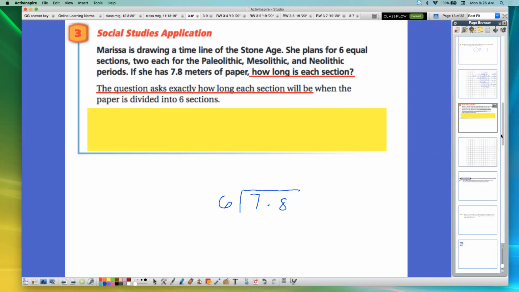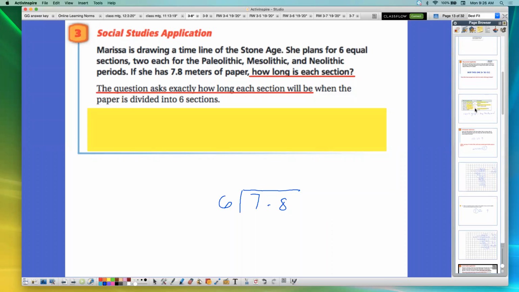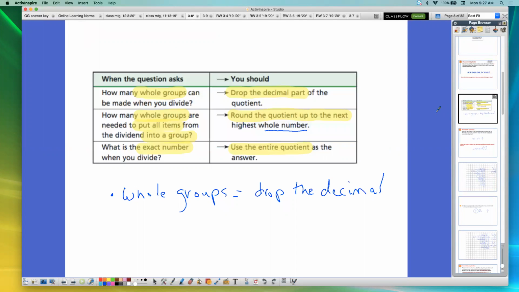That's how you would set it up. And whatever answer you get would be the exact answer. Okay, we're not going to do the whole problem. I just want you to know that that one's asking for an exact answer, which means we'd be looking at this third one. Exact answer or exact number. If everyone can mute themselves, please. Exact number is use the entire quotient.